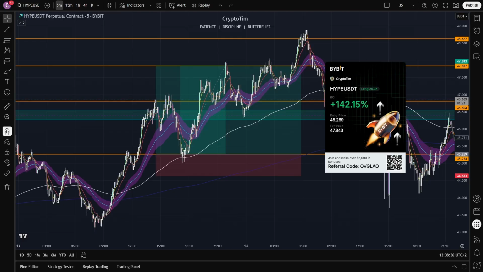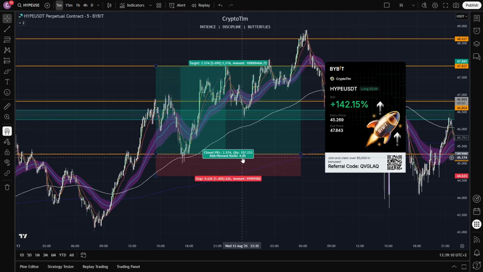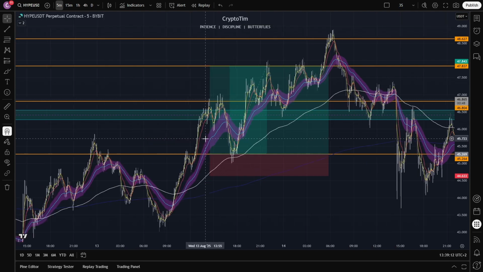First of all, the screenshot of the trade, entry at 45.269, TP at 47.843, resulting into a 142% ROI on 25x leverage. Most importantly for us, this is a 4R trading setup.